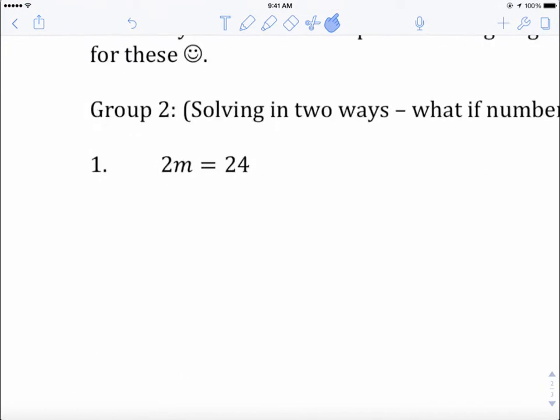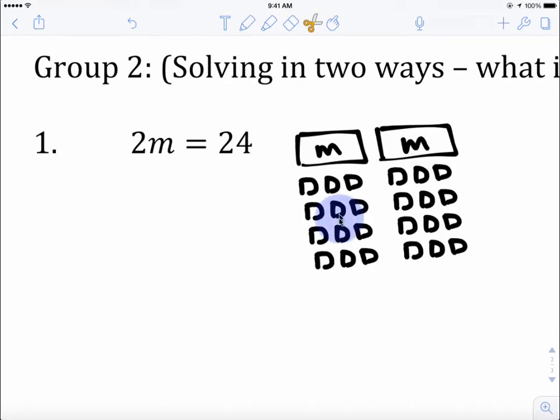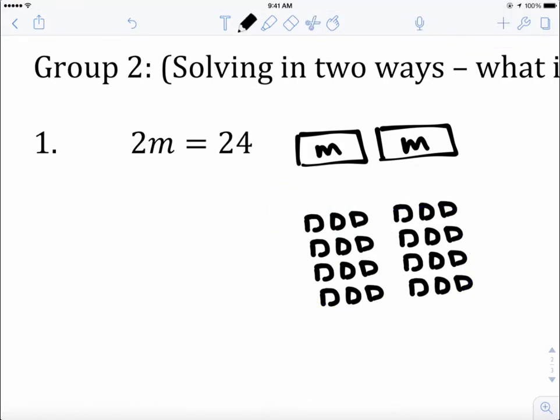So here is one way that I would represent this equation. 2m equals 24. All right. It's kind of like saying we have 2 m's here and that these 2 blocks for m are equivalent to these 24 kind of unit blocks. Maybe I'll even put an equal sign there. I should have done that before.